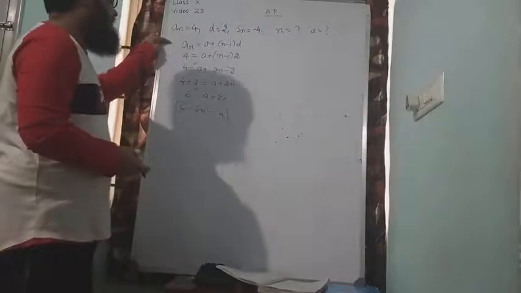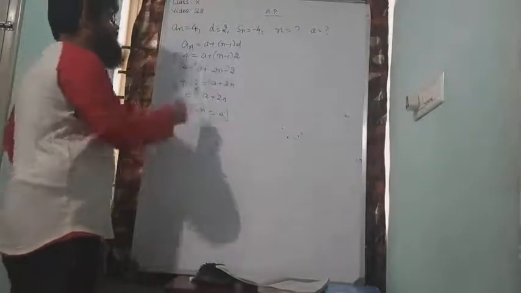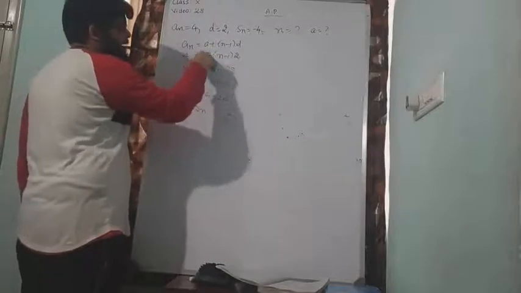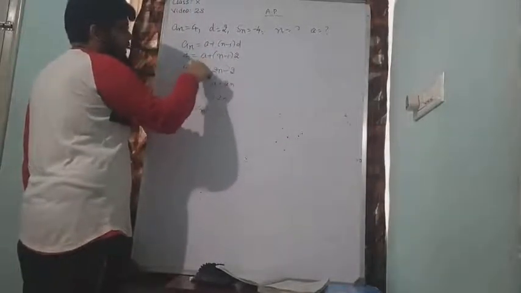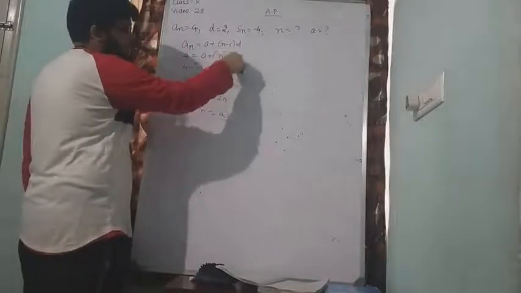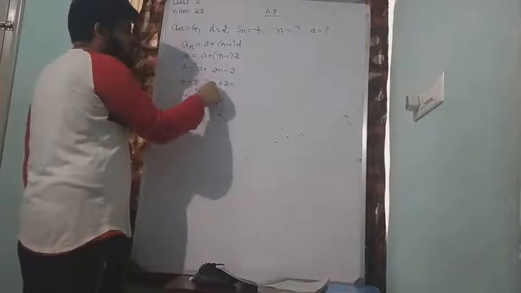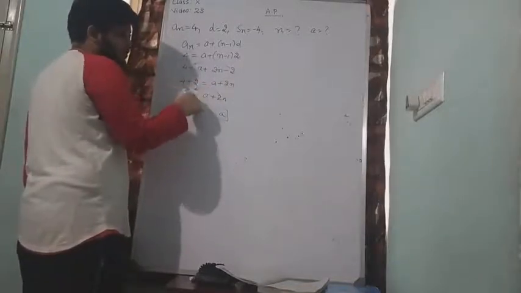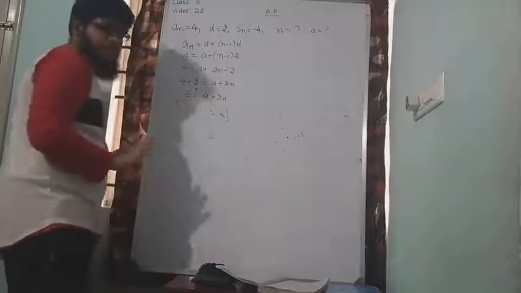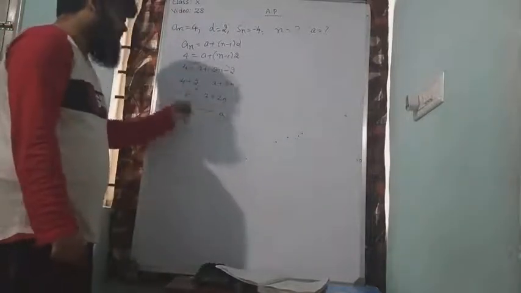Concentrate. I've made use of the an formula: an is equal to a plus n minus 1 into d. an is 4 is equal to a plus n minus 1 into d, which is 2. 4 is equal to a plus 2 into n is 2n, minus 2 ones are 2. 4 minus 2 on the other side becomes plus 2, is equal to a plus 2n. 4 plus 2 is 6, plus 2n on the other side becomes minus 2n, that is equal to a. So when I get a, I can write in place of a as 6 minus 2n.